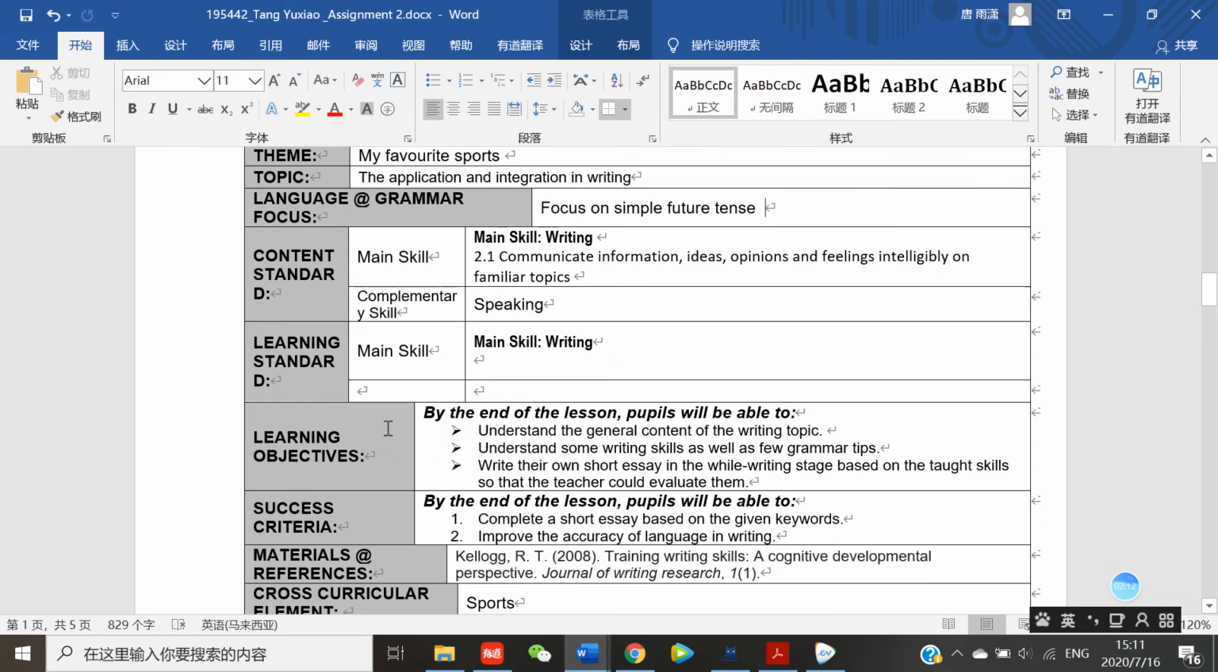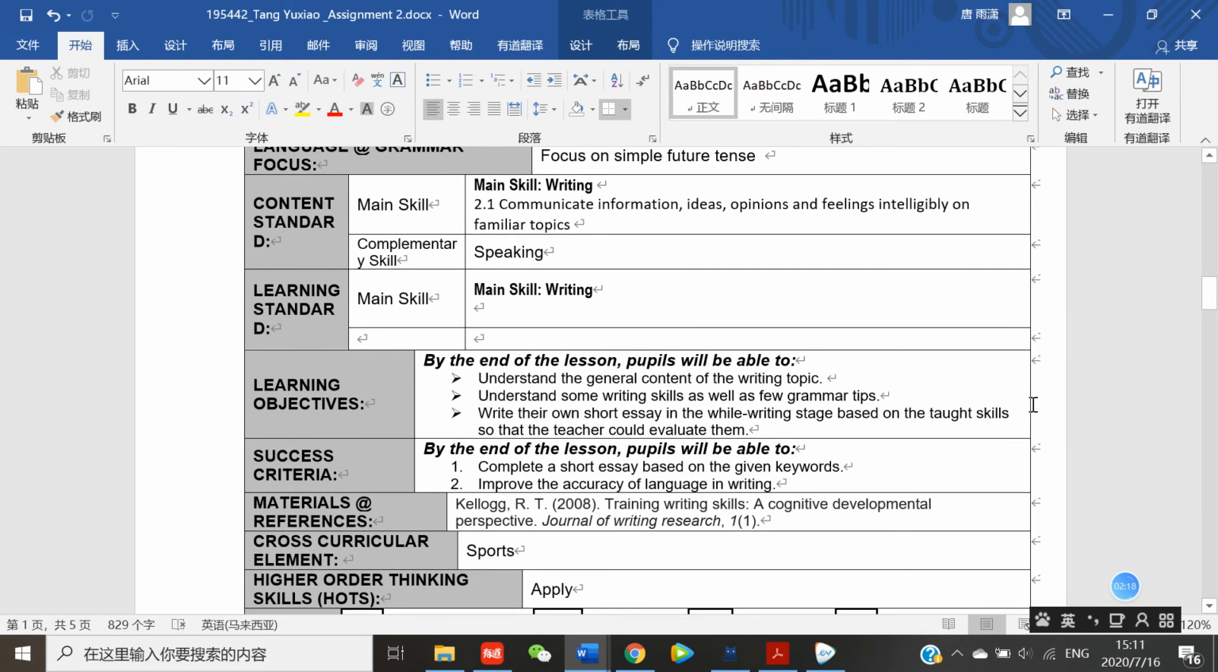And our learning objectives is by the end of the class, students will be able to understand the general content of the writing topic and understand some writing skills as well as a few grammar tips, like I mentioned before, simple future tense. And last, students need to write their own short essay in the while-writing stage based on the taught skills, so that the teacher could evaluate them.